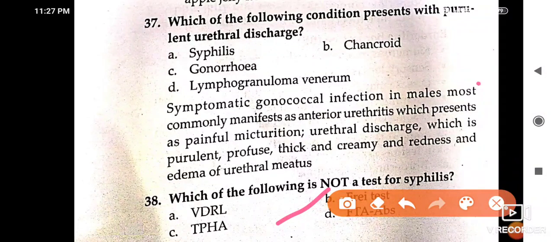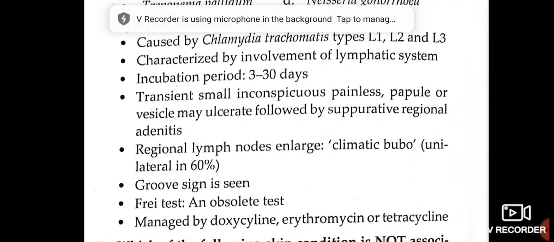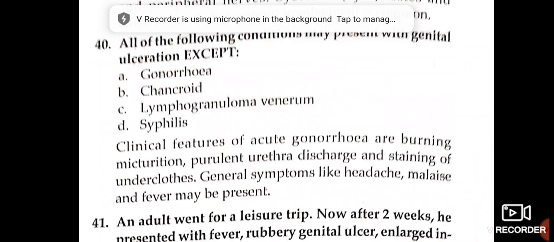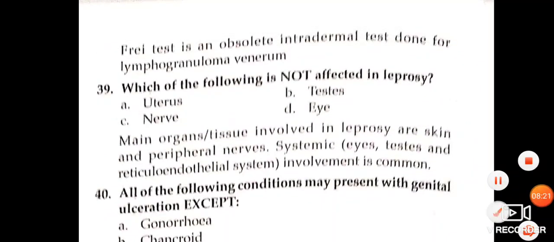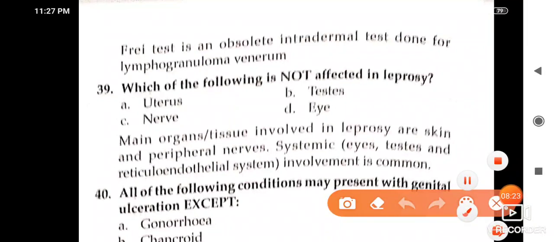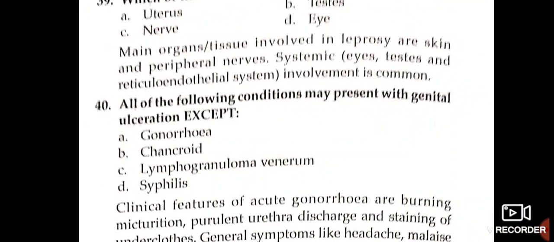Okay. So hope till here it's clear. Now let's discuss more. Which of the following is not affected in leprosy? Uterus is not affected in leprosy. Eyes, testes, and reticuloendothelial system are affected, as well as nerves.